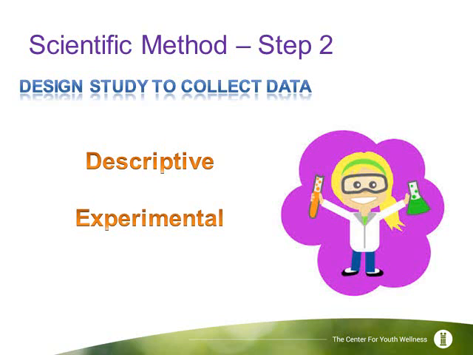The experimental method is used to show that changing one factor causes a change in a second factor. For example, the clinicians tell patients to do yoga as an intervention. Then they check with the clients later to see if yoga helps them to feel better.